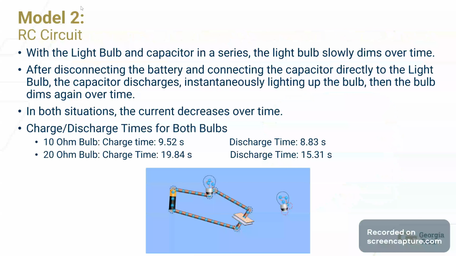Then we had to time the charge and discharge of both bulbs. For the 10 ohm bulb, it charged in 9.5 seconds and discharged in about 8.83. The 20 ohm bulb charged in about 19.84 seconds and discharged in about 15.31 seconds.